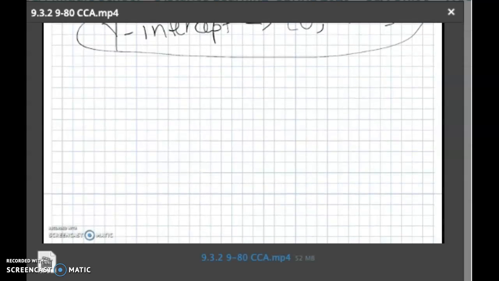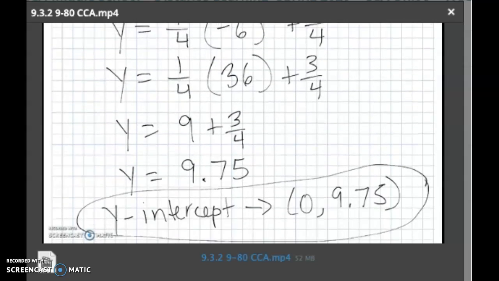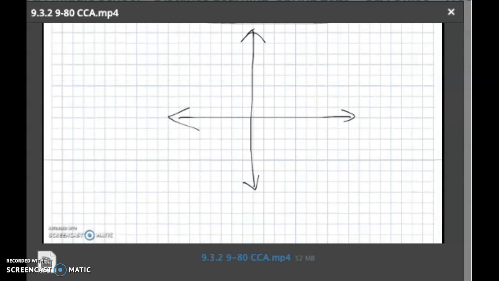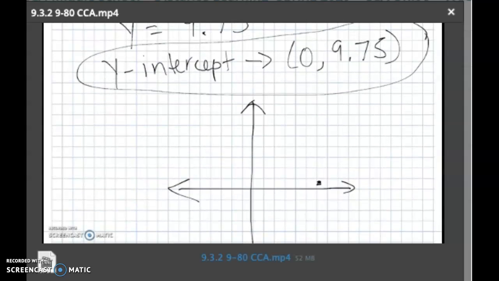Okay, so I'm going to go ahead and draw a sketch of what we have here. I'm not going to really worry about it being perfect. I know that my vertex is at 6 and then a little bit above, 0.75. So I'm just sketching it somewhere over here. This is not exact. That's my vertex, and I know that my y-intercept is at 9.75. So somewhere here. Okay, and we know that our parabola has to be symmetric, so it's going to open up.